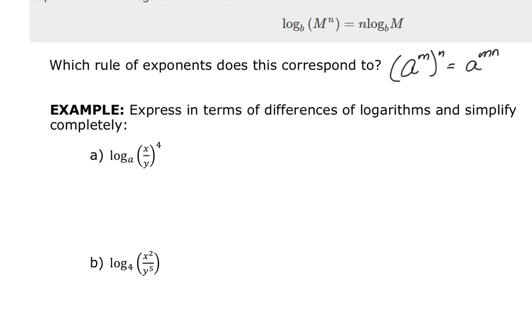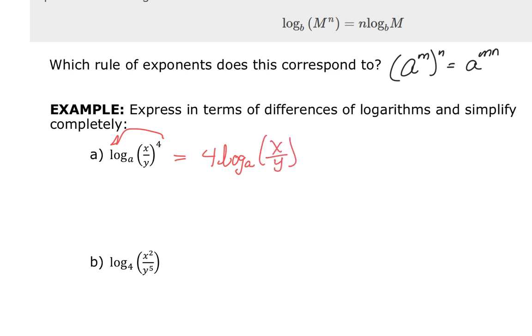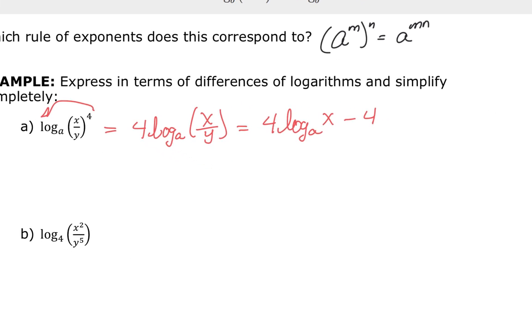Now, we have to pay attention that the 4, which is the exponent, is on this and not on the log. So we can rewrite this as this 4 is going to come out front as a multiplier. 4 multiplied by the log base a of x divided by y, which becomes 4 log base a of x minus, that 4 distributes onto the denominator when I expand out, so it's still a 4 log base a of y.